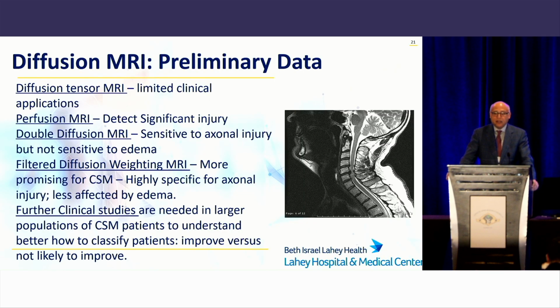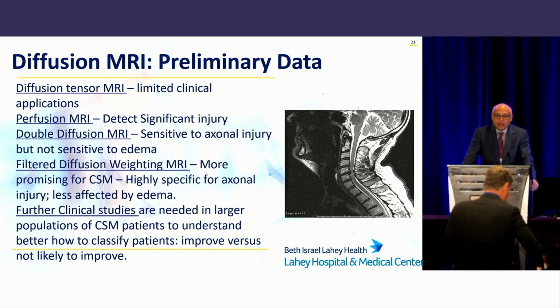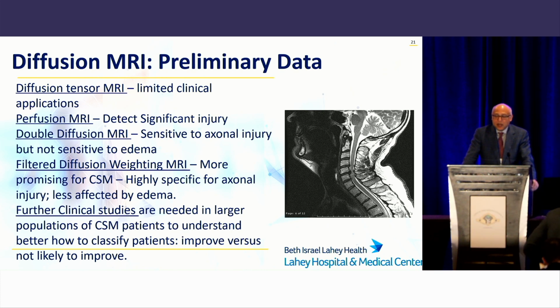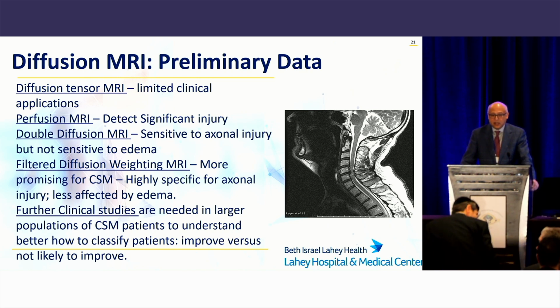So just to sum up here, preliminary data on diffusion sequence imaging. Diffusion tensor imaging has some limited clinical applications, primarily because it is confounded by the edema in the spinal cord. Perfusion MRI is useful in significant spinal cord injury, but probably not as useful for us in understanding degenerative cervical myelopathy. Double diffusion MRI, as well as filtered diffusion weighted MRI, are more promising for CSM because they can evaluate axonal injury without being affected as much by the edema in the spinal cord on these images. Further studies are clearly needed, and we look forward to seeing more outcomes data with these advanced diffusion imaging techniques.